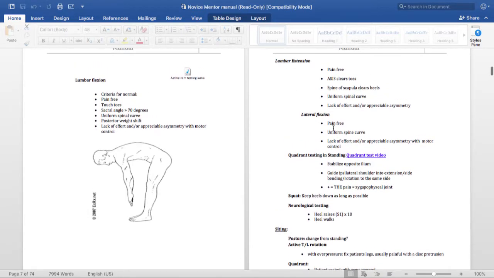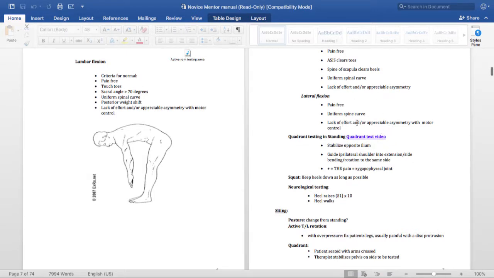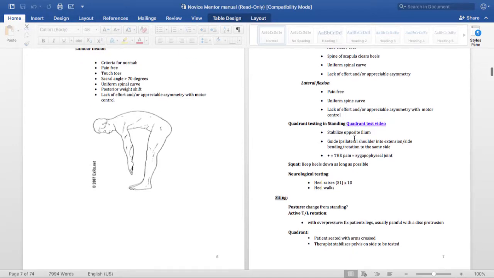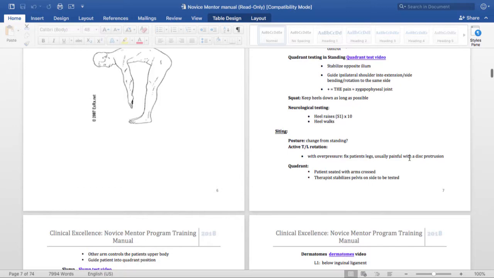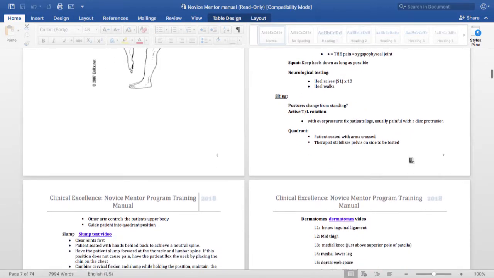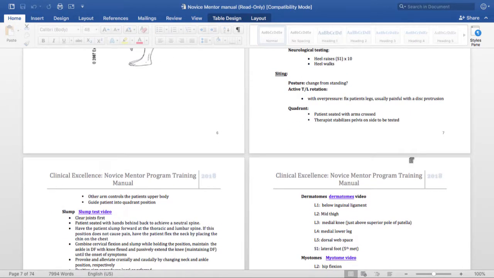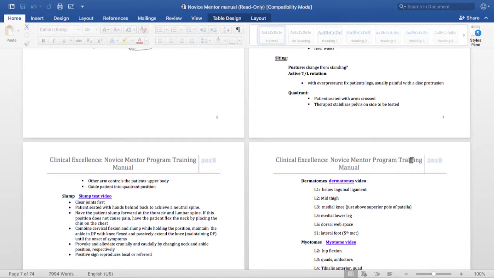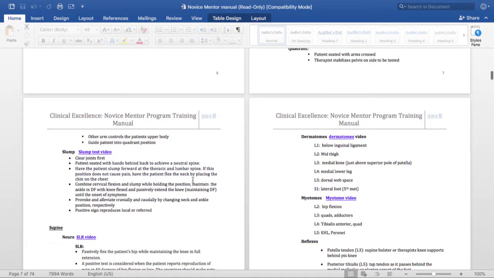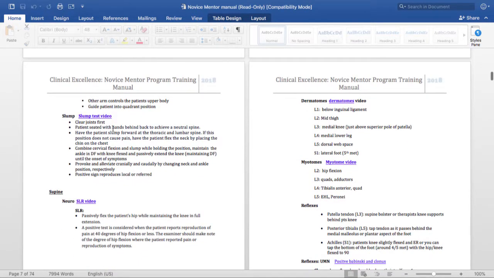For extension, side bending. Again, for side bending, you're looking for a uniform curve. Do they have pain on the side you're side bending towards? Probably more joint, or away, maybe more myofascial. Quadrant testing, as the video also shows you the different components of it, looking for the pain. Sitting exam, again, if there are changes in this position, you can do some active range of motion, quadrants in this position. Slump, see if we can get, again, there's a video for that.